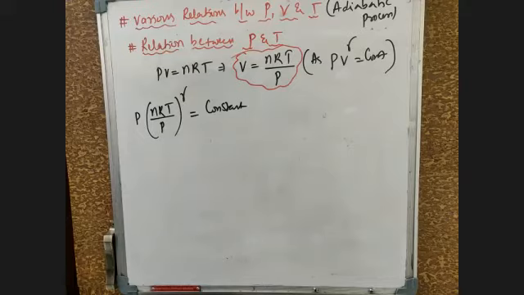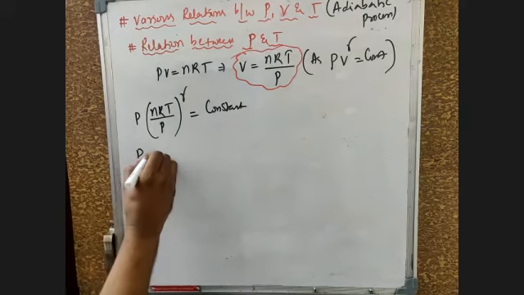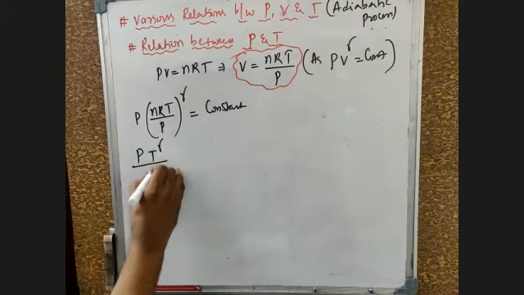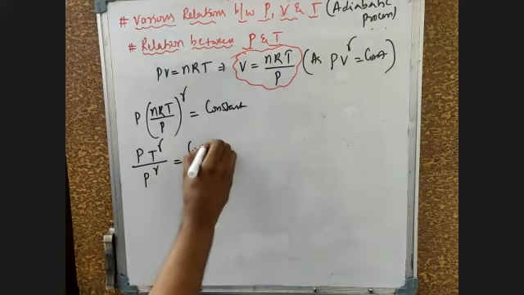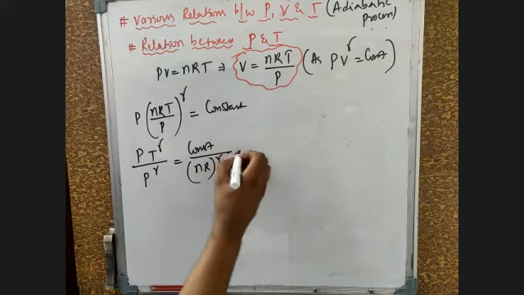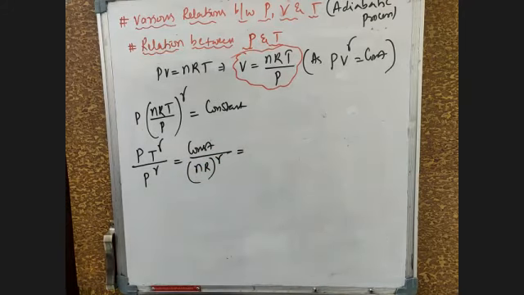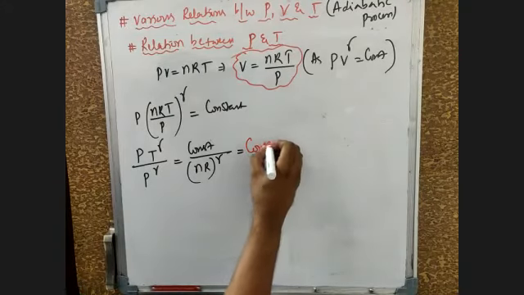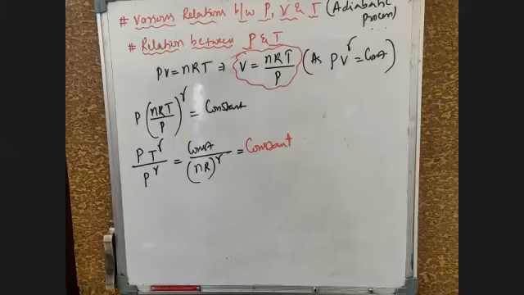And then, this will become T to the power of gamma by P to the power of gamma minus 1 is equal to constant divided by nR to the power of gamma. Constant to the power of anything is again a constant. So this total will become again a constant.